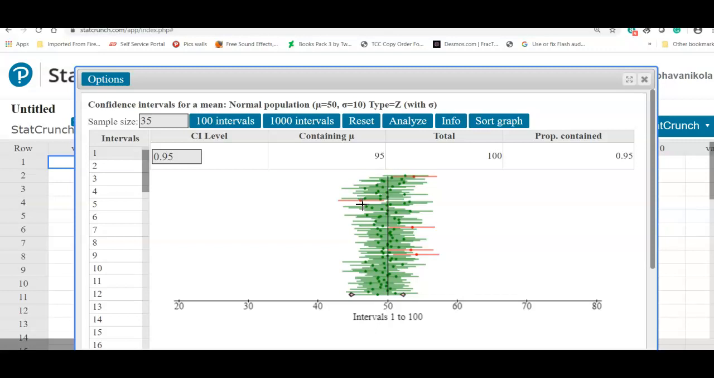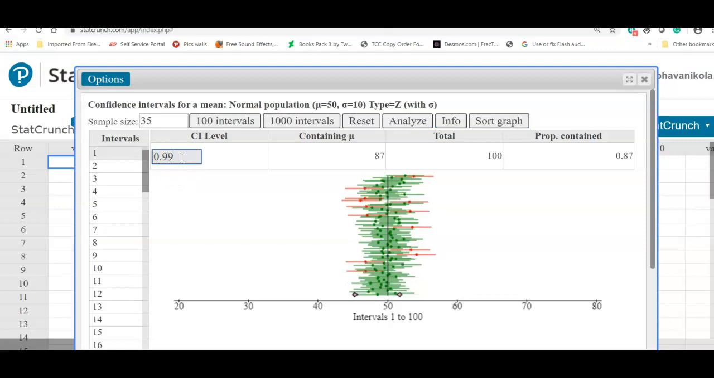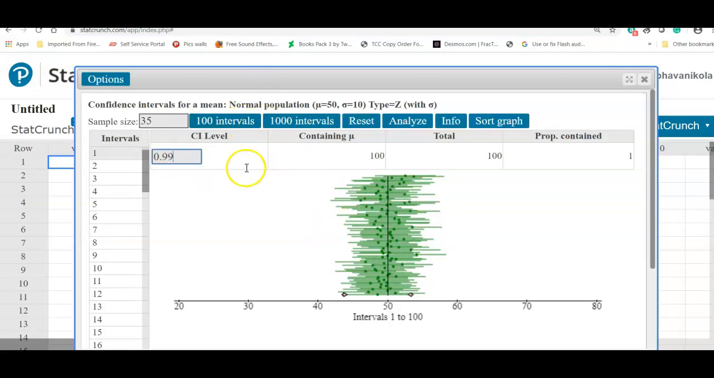So if I'm 99% confident, let's go ahead and see for 99% confident. You see that when I'm 99% confident, I don't have any reds. So I'm telling you, hey guys, I'm taking a sample size of 35 and I'm taking 100 samples, and 99% of my samples contain the population mean.